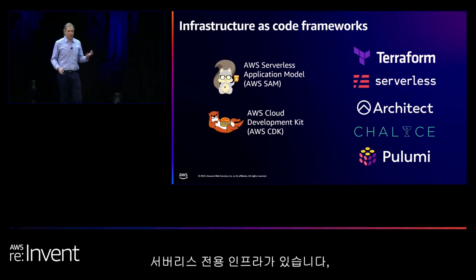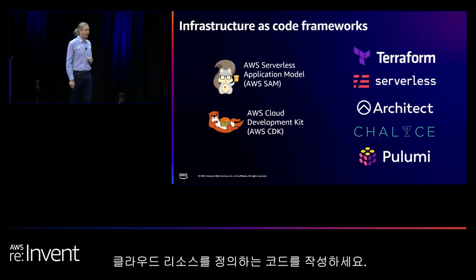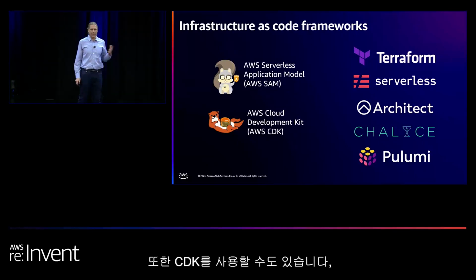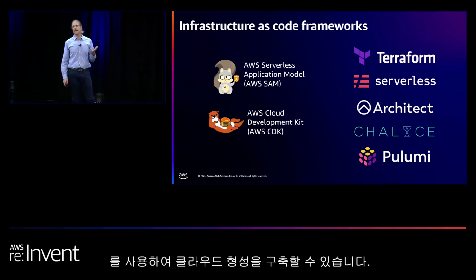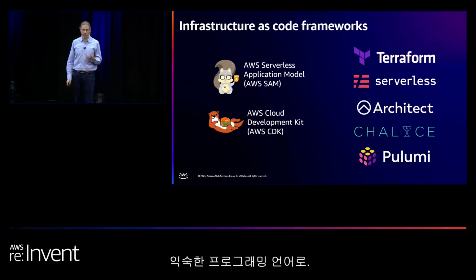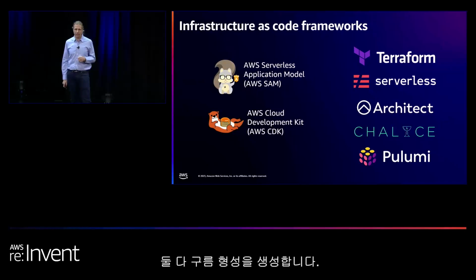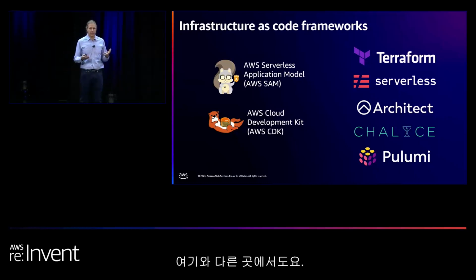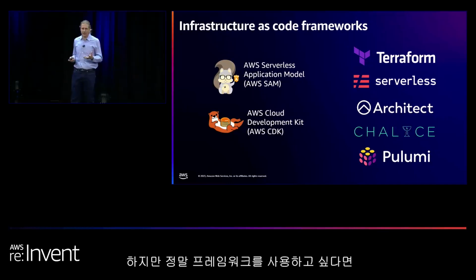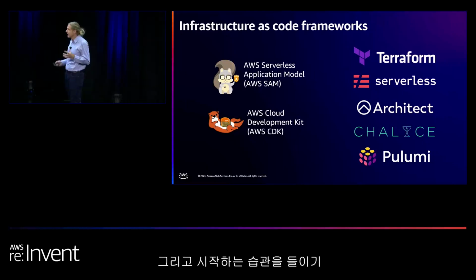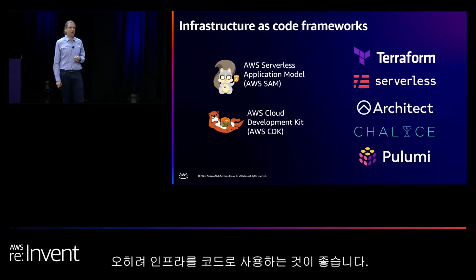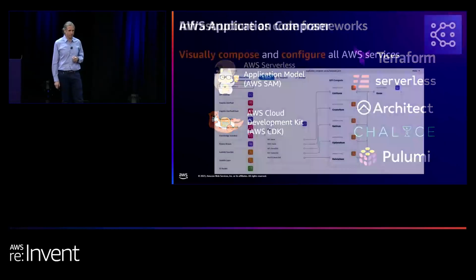There are serverless-specific infrastructure-as-code tools to define your cloud resources. From AWS, we've got AWS SAM, the Serverless Application Model, and you can also use CDK, which allows you to build CloudFormation in familiar programming languages. Both generate CloudFormation. There are a number of great third-party tools too, but you really want to be using a framework to build your serverless applications and get into the habit of starting with infrastructure as code rather than in the console.